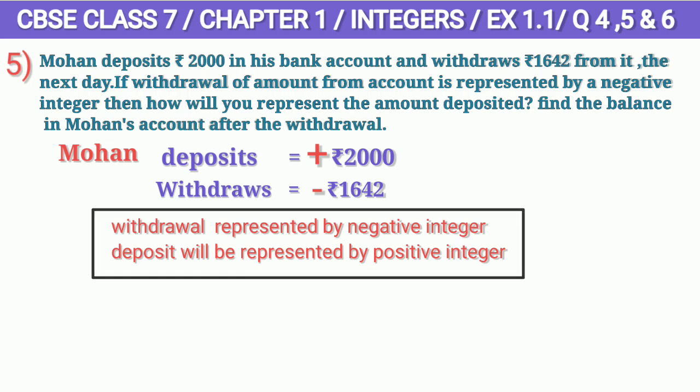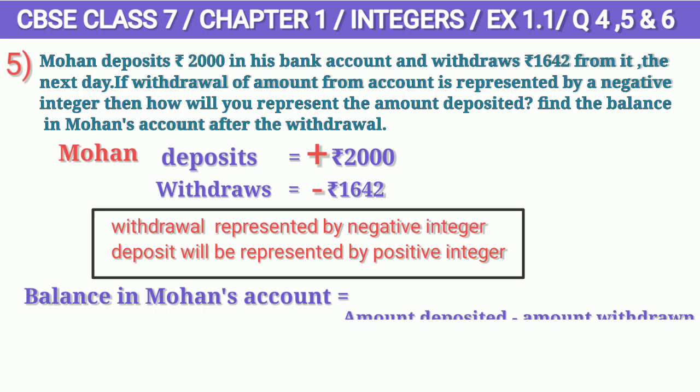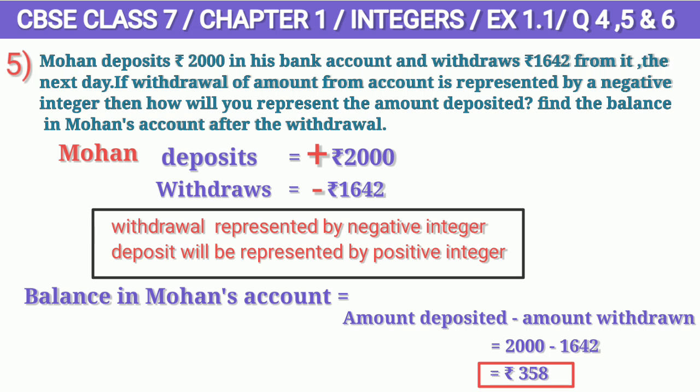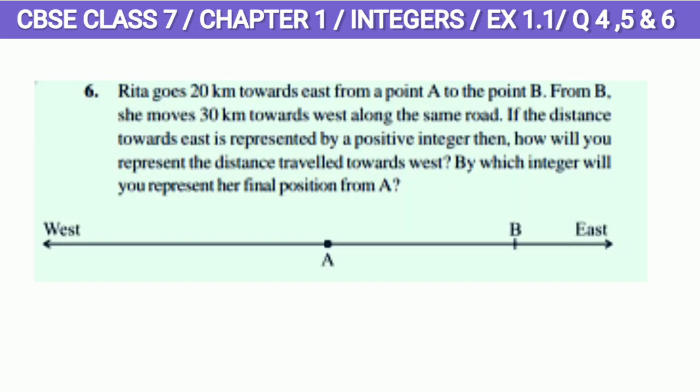And second part, we have to find balance in Mohan's account after withdrawal. Balance in Mohan's account will be amount deposited minus amount withdrawn. That is 2000 minus 1642, which comes to rupees 358. Let's do question 6 now.